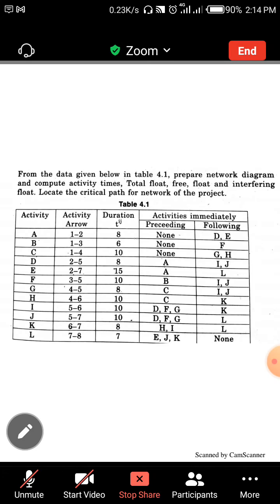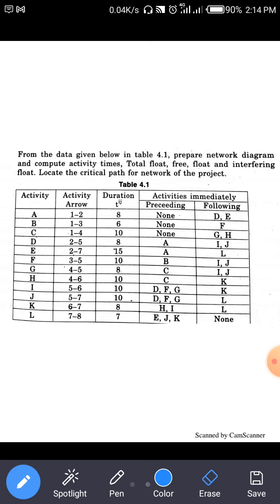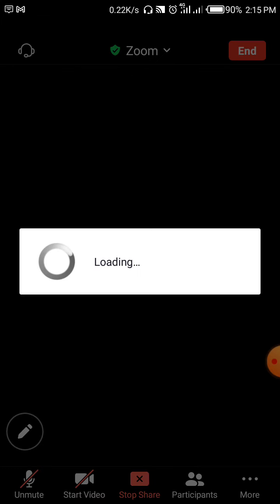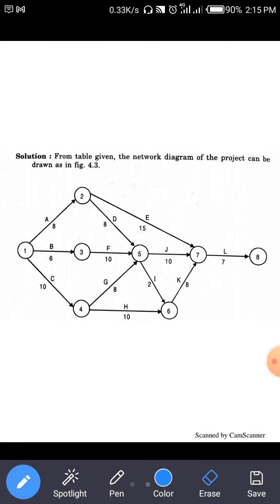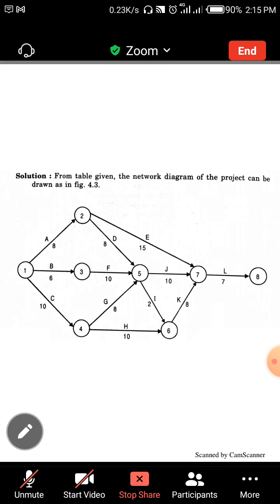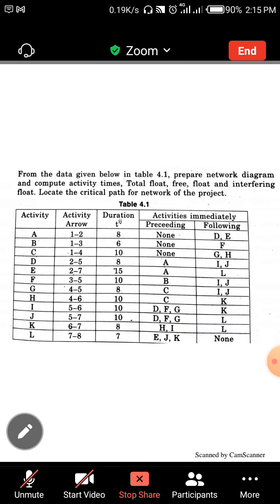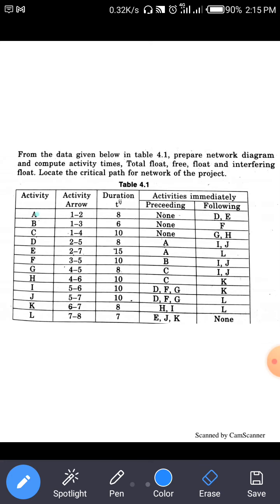From node 5, 5 to 6 and 5 to 7 are drawn. Then 6 to 7 has only one arrow, and 7 to 8. So in the network diagram the activities are 1 to 2, 1 to 3, 1 to 4. Activity 1 to 2 is A, 1 to 3 is activity B, and 1 to 4 is activity C.